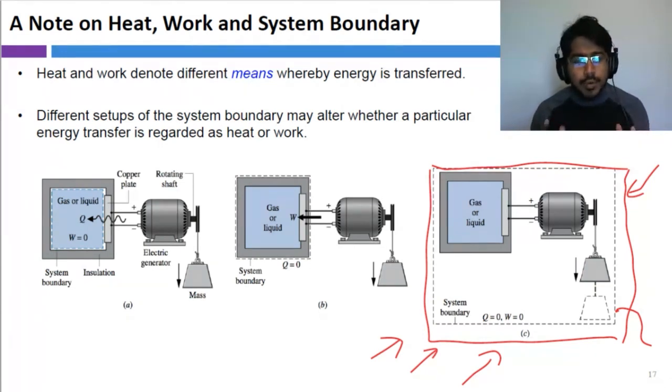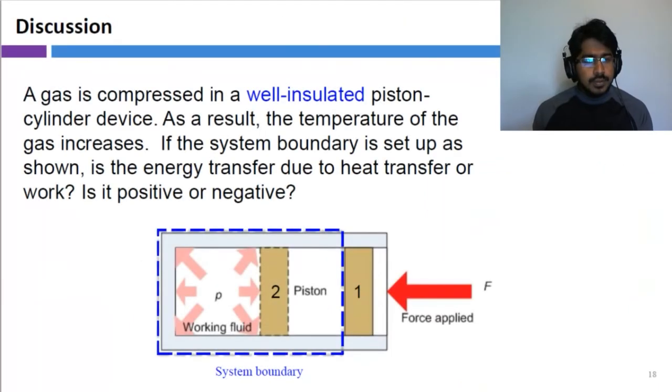Now do you understand how important our system boundary is for our analysis work, right? The numbers that we pick for work, heat, and everything totally depend on the system boundary. So in this figure, you have a description. A gas is compressed in a well-insulated piston cylinder device. As a result, the temperature of the gas increases. If the system boundary is set up as shown, is the energy transfer due to heat transfer or work transfer?